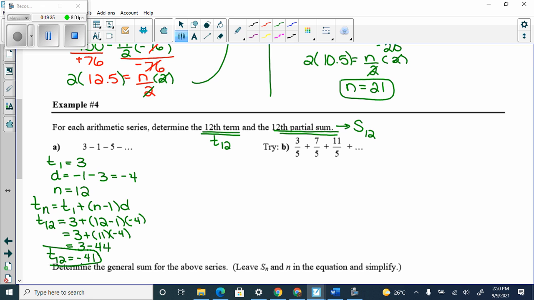Now, does that make sense? I'm starting at 3, then negative 1, then negative 5. Does negative 41 seem realistic by the time I get to the 12th term? Yeah.